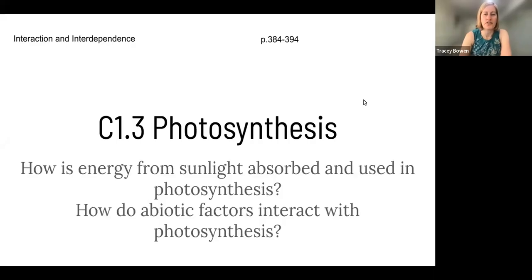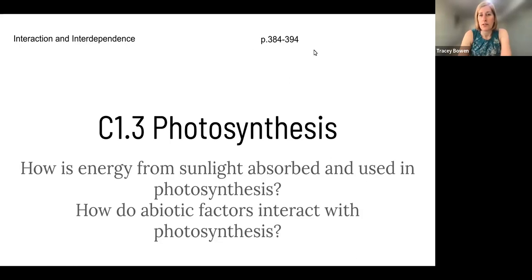Hey all, so in this video, we're going to be looking at photosynthesis, which is C1.3. We want to be thinking about the interaction and interdependence of photosynthesis, and so how do different structures inside cells create energy from light? And additionally, how are they connected to different factors in the environment?